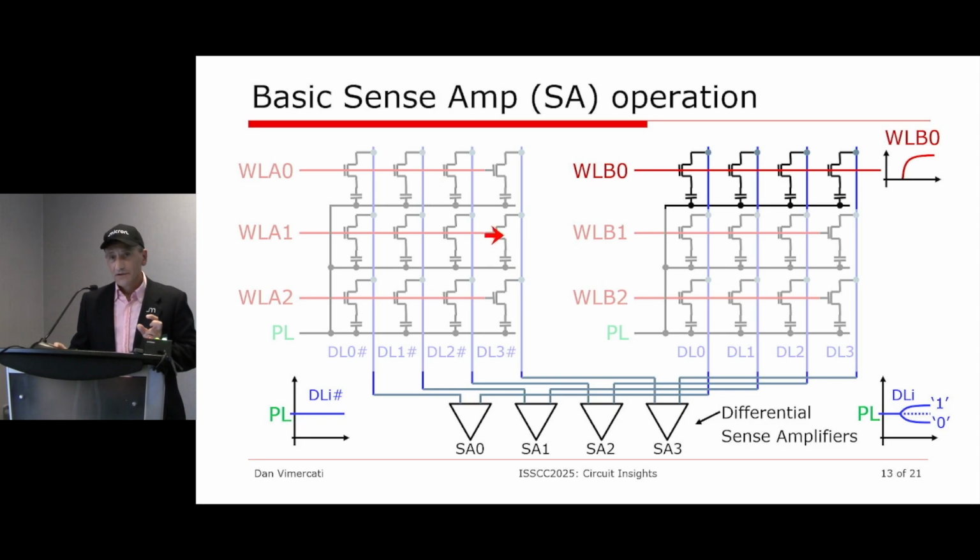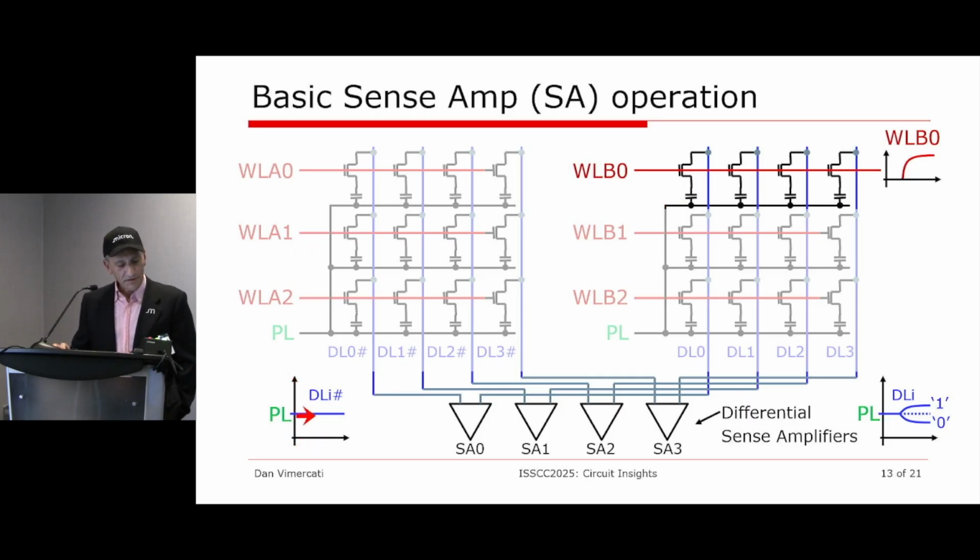So we have one reference array on this side and one active array on this right side, and we turn on one word line at a time. So this word line goes up, and all these cells are selected. All these cells are going to share something with the digit line, all these capacitors. And what you would see is something like this in time.